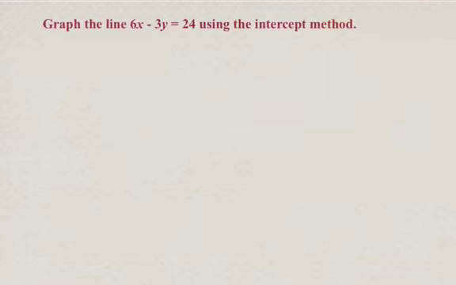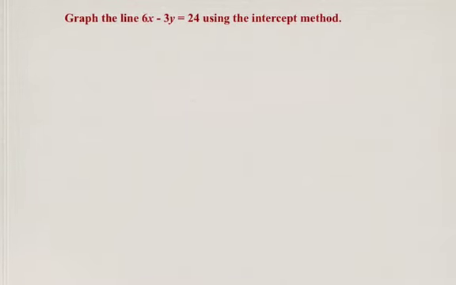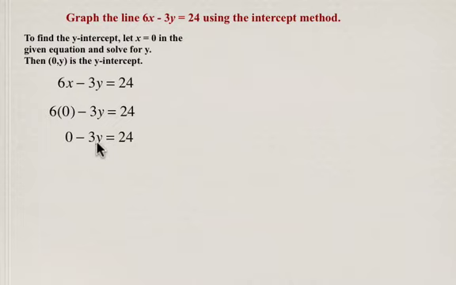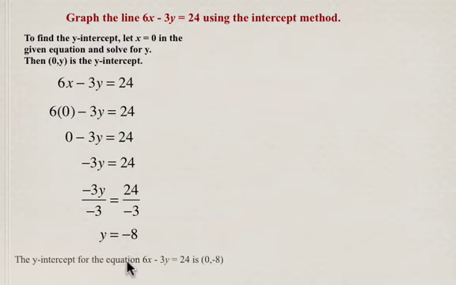So let's take a look at one more example. I want you to graph the line 6x minus 3y equals 24 using the intercept method. The first thing you do is find the y-intercept: let x equal 0 and solve for y. So we sub in x equals 0, and 6 times 0 is 0. 0 minus 3y is -3y, and we divide both sides by -3, and that comes out to be y equals -8. This means that the y-intercept for the equation 6x minus 3y equals 24 is (0, -8).